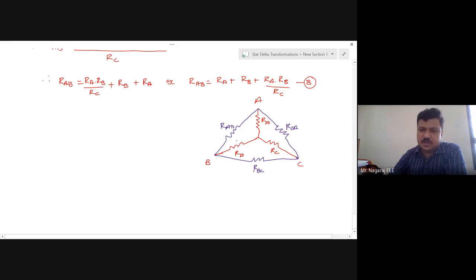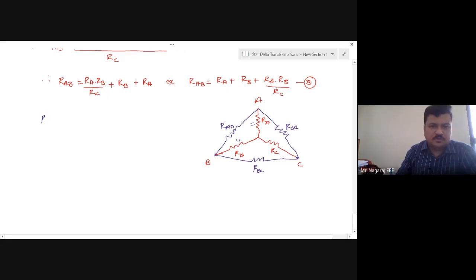So whichever resistors are facing this delta connected equivalent value, sum of these two resistors plus product of these two resistors divided by the third resistor. RAB is equal to RA plus RB plus RA into RB divided by RC. First resistor plus second resistor plus product of first and second resistor divided by third resistor. If you remember this way, you will get the transformation very easily.